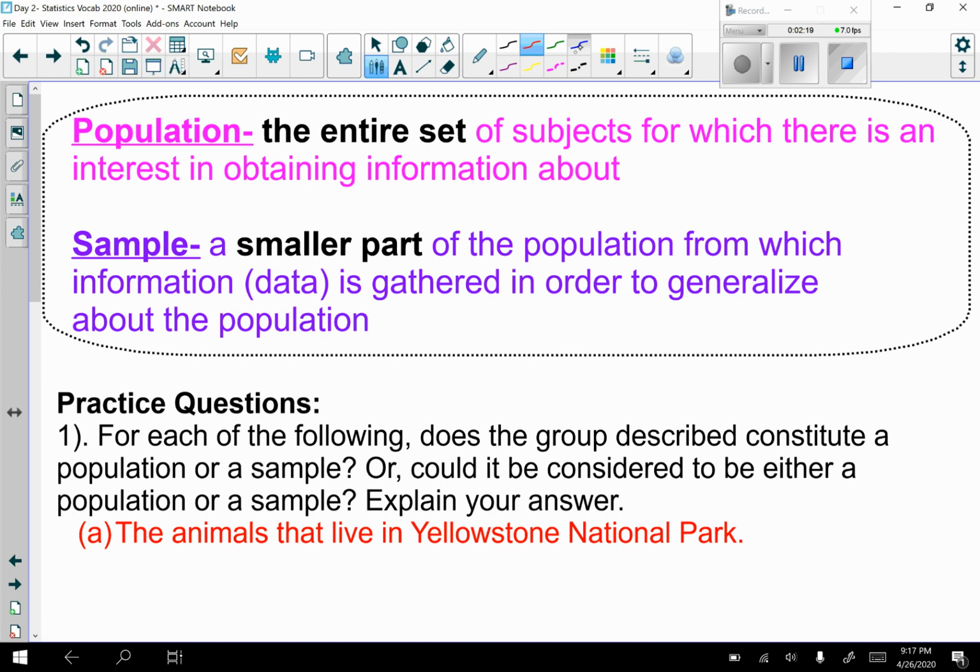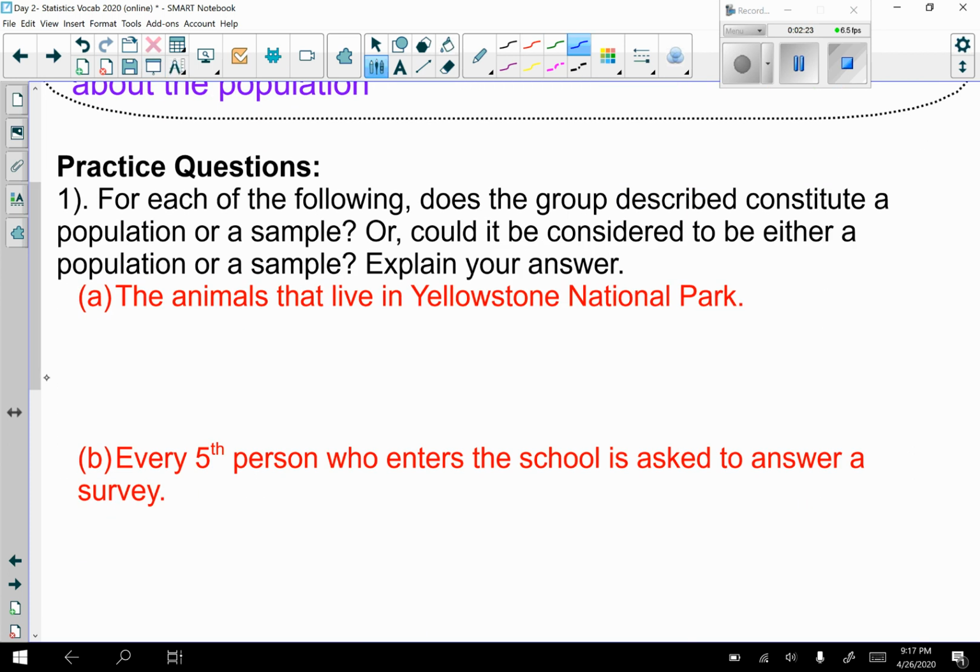So let's take a look at our practice questions. For each of the following, does the group described constitute a population or a sample? Or could it be considered to be either a population or a sample? Explain your answer. A, the animals that live in Yellowstone National Park. So hopefully you realize that this should be a population because it's all animals and not just birds, let's say.